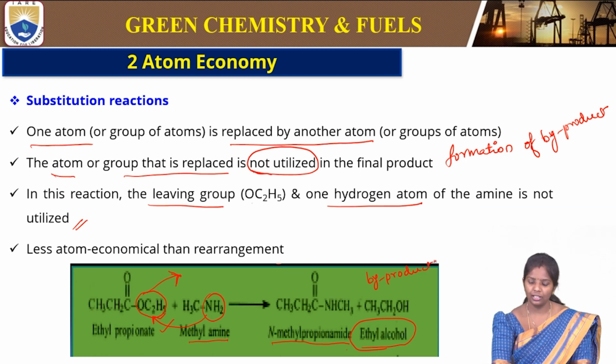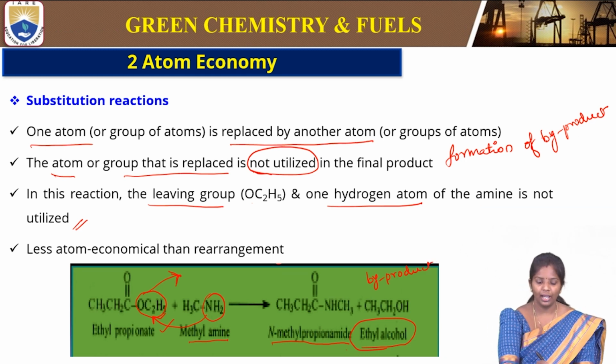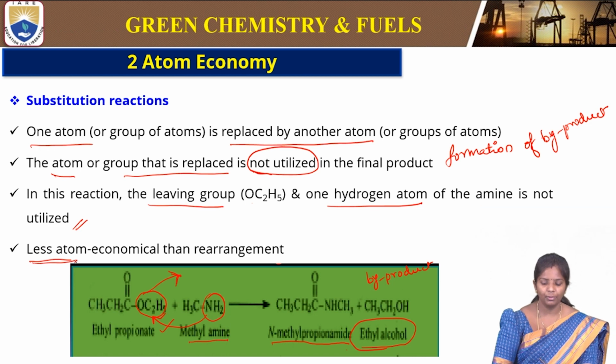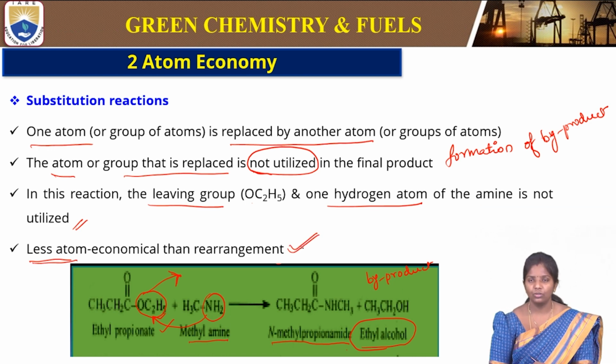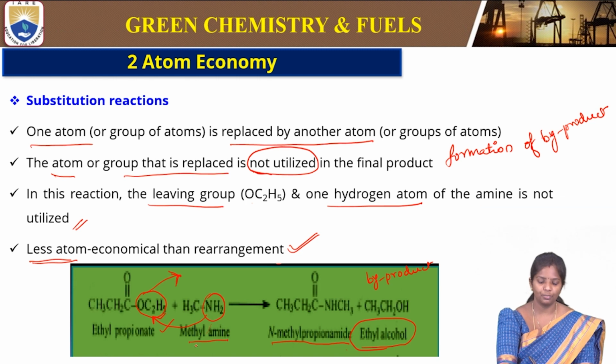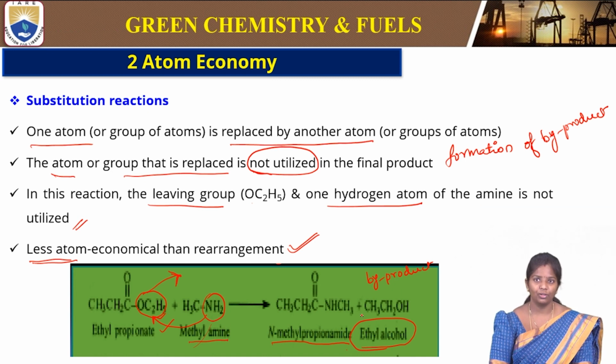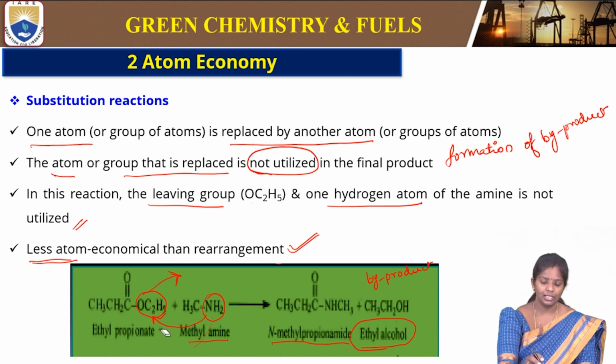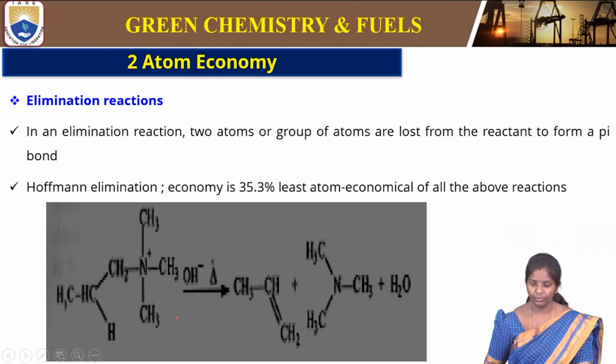So there is formation of byproduct and therefore it is less atom economical than rearrangement. The ultimate result is less atom economy from this reaction because of substitution. This group is substituting here and the other group is leaving, forming a byproduct. This formation of byproducts will make the atom economy decrease.